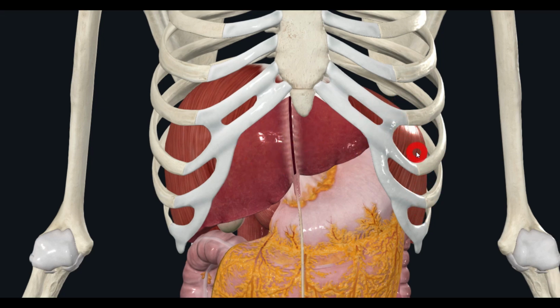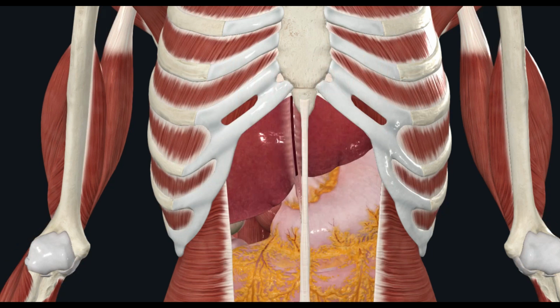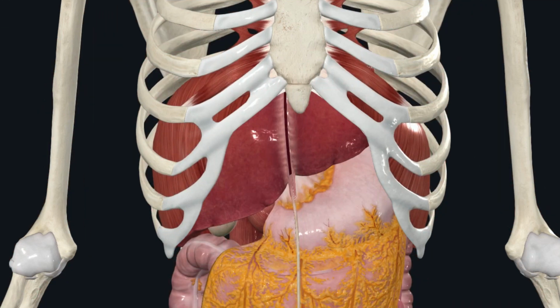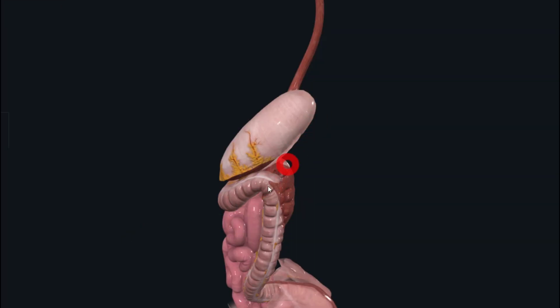So on the right side it is related to the liver, and on the left side we have the diaphragm and the ribs. And the lower part of the stomach is related to the anterior abdominal wall. So these are the anterior relations of the stomach: the liver, the diaphragm and the ribs, and also the anterior abdominal wall. Now let us talk about the posterior-inferior surface.